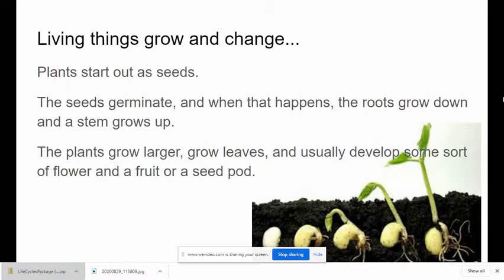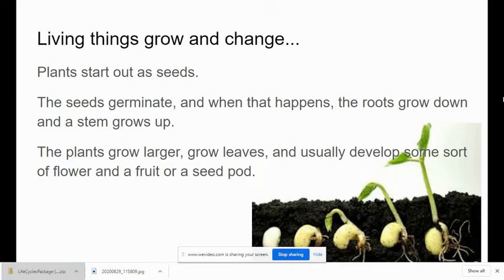Living things grow and change. All plants start out as seeds. The seeds germinate. Germinate is the process of the plants sprouting roots from the bottom and leaves and stems from the top. So as they germinate, the roots grow down and a stem grows up and the leaves pop out from that, from what's called the embryo inside the seed.